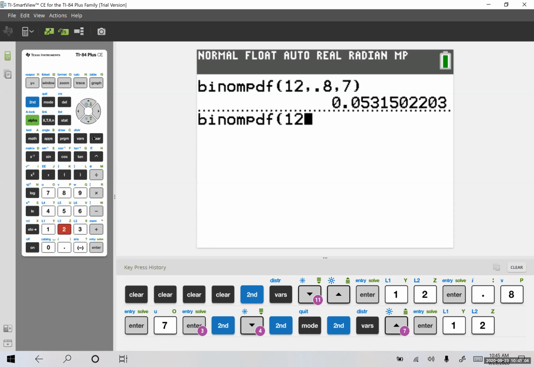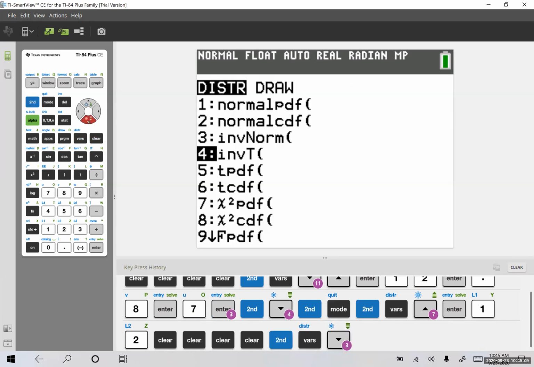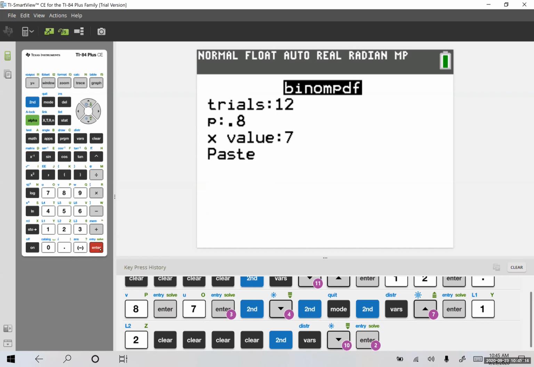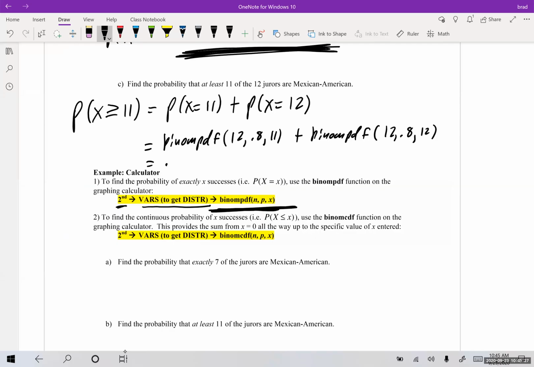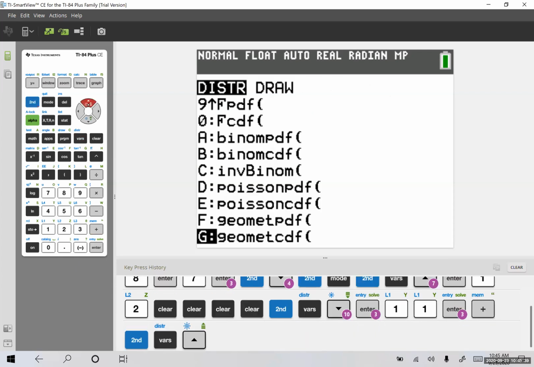Wait, why is it doing it different this time? Second vars. Last time it did it nicer for me. Yeah, there you go. So 12, comma 0.8, but this time we're going to do 11. Then we hit enter, and it gives us 0.206158. I'll just use a few extra decimals. Then I'm going to hit plus, so it takes that previous answer, and then I'm going to do second vars again and go to binomial PDF.